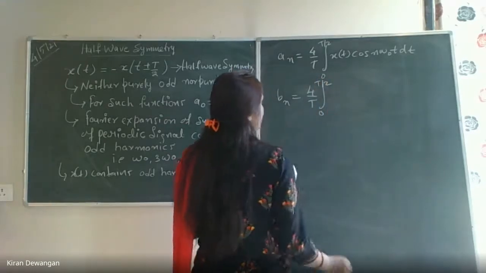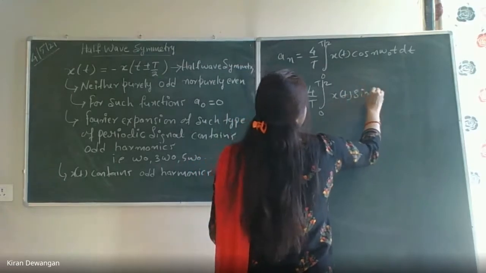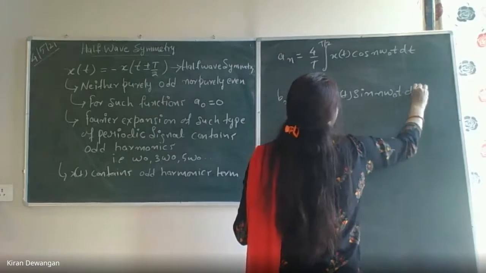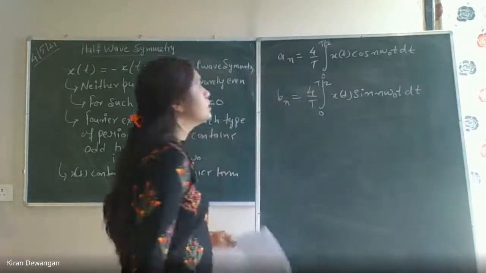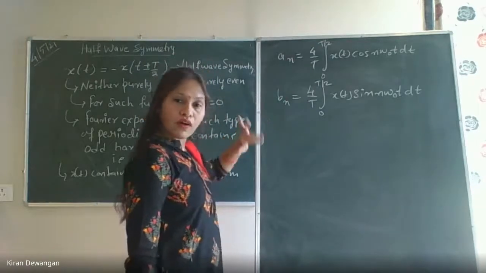And if you are calculating bn, in this case, it will be 4 by T, integral 0 to T by 2, again x(t) sin n omega naught t dt. So these are the formulas of an and bn in case of half wave symmetry.